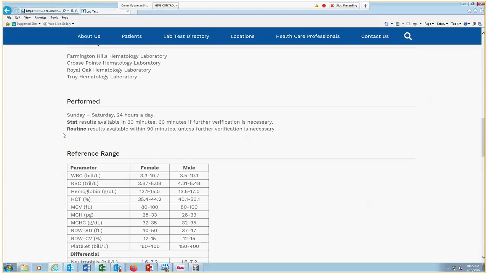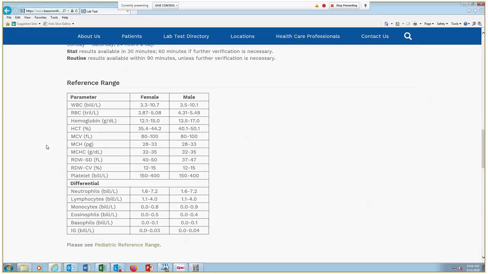Under performed, it will indicate the frequency for which. As this is a routine test, it is run Sunday through Saturday, 24 hours a day. A CBC with DIF, as indicated here, can be ordered as a STAT test, which would be available within 30 minutes for results, 60 minutes if any further verification is necessary upon receipt in the laboratory. A routine result would be available within 90 minutes unless any further verification is needed.